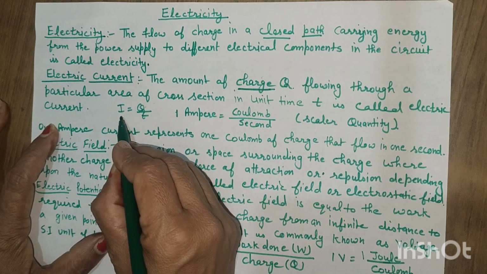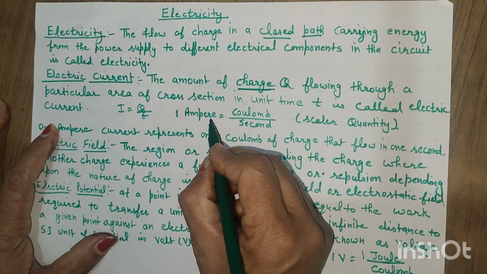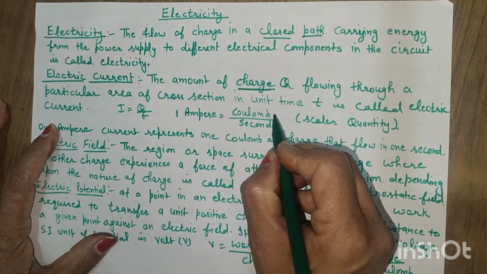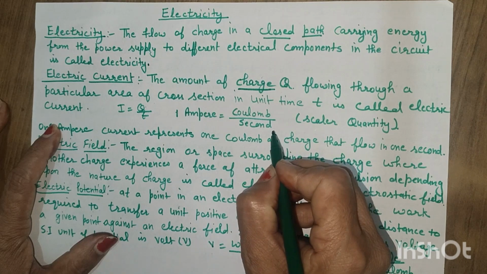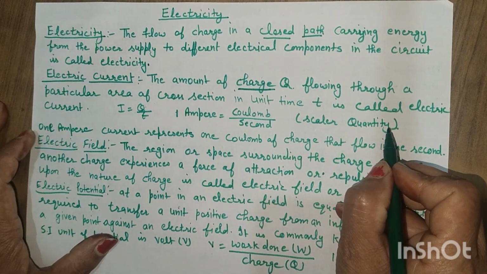The unit of electric current I is 1 ampere. The charge unit is coulomb, and time is measured in seconds. And electric current is a scalar quantity.